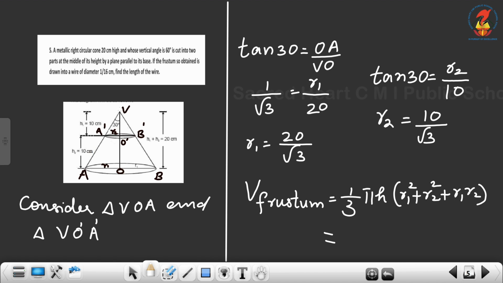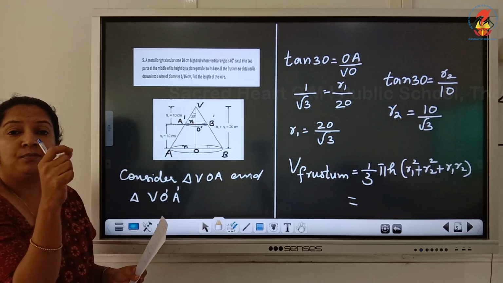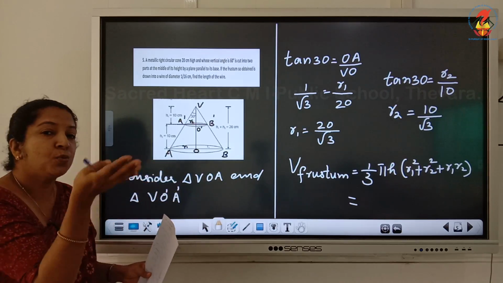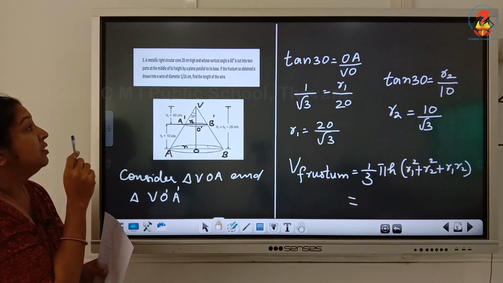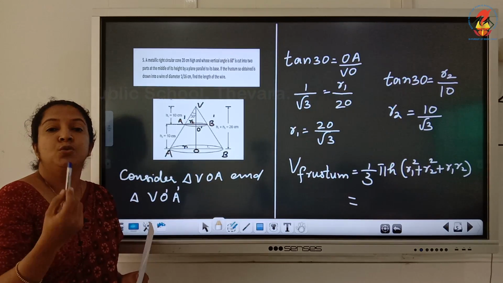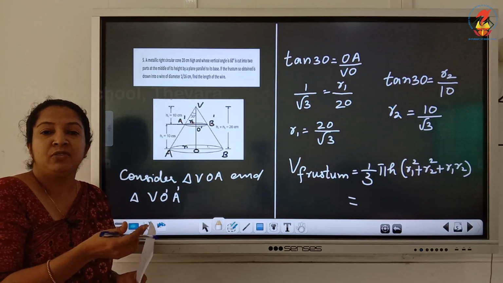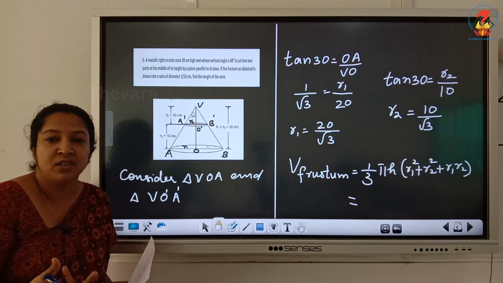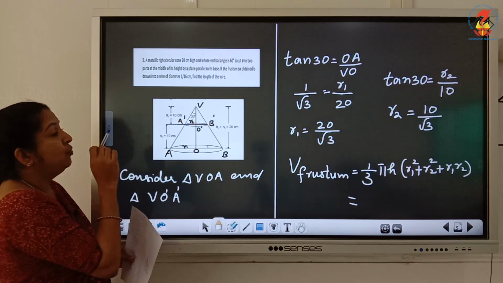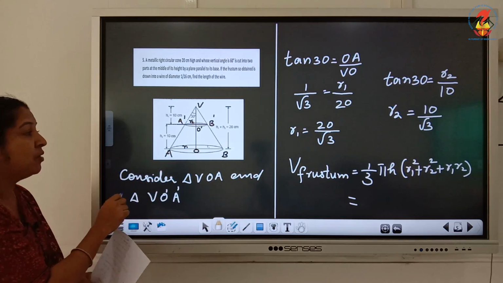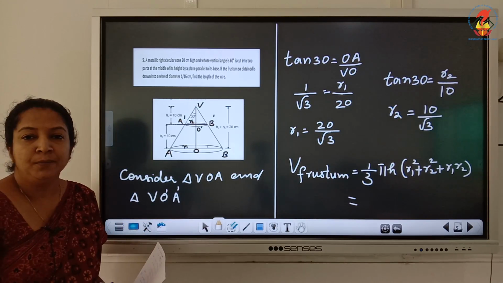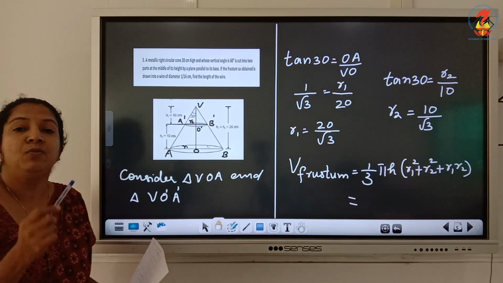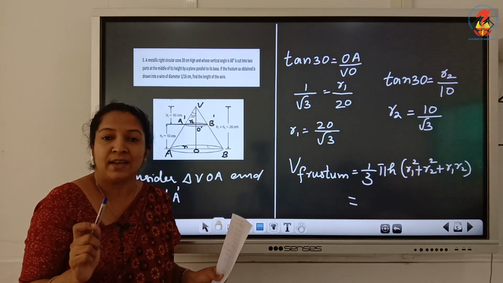Actually we have to find the length of the wire. How is this wire forming? It is from the frustum. The frustum is converting into a wire. That means volume of the frustum is equal to volume of the wire. So we need to find the volume of the frustum, then we have to find the volume of the wire. From there we can find the length of the wire.